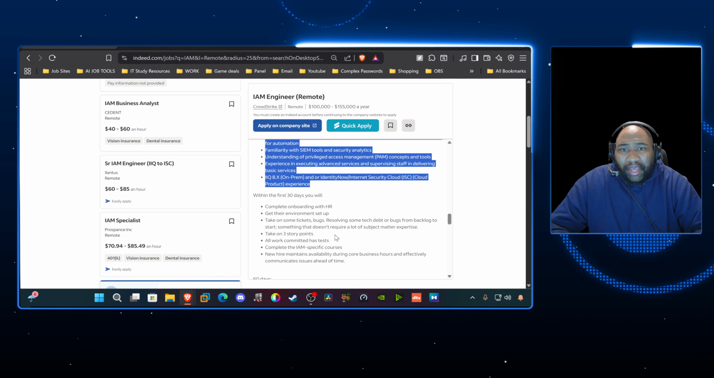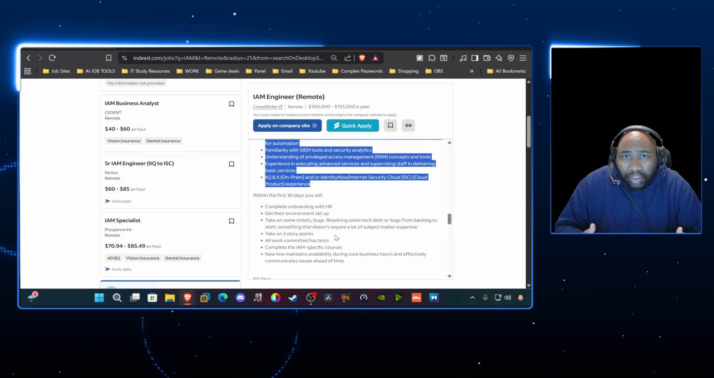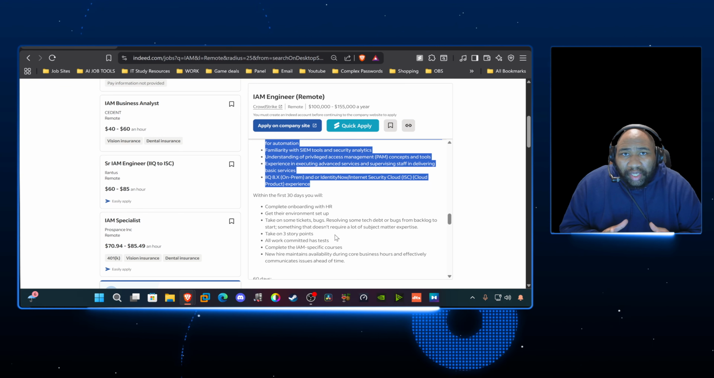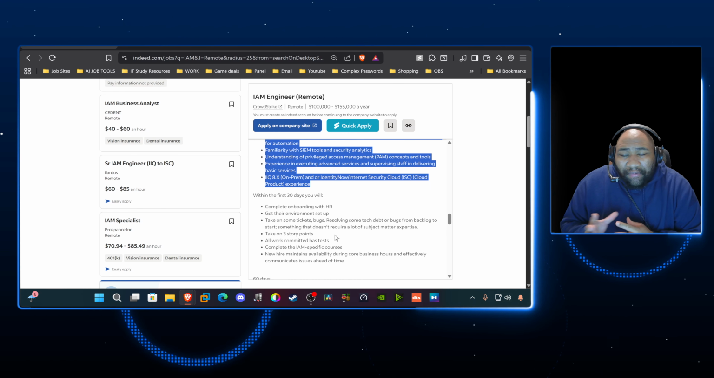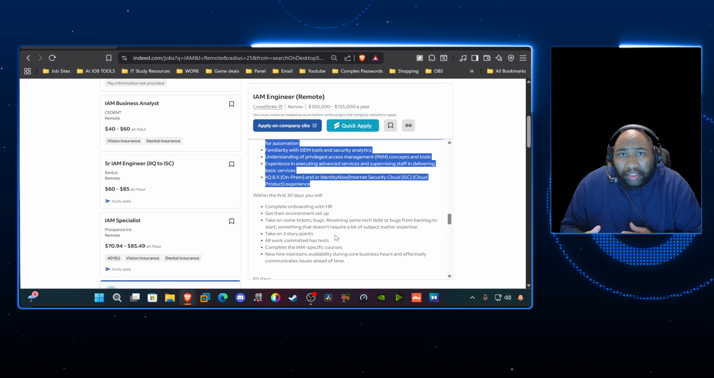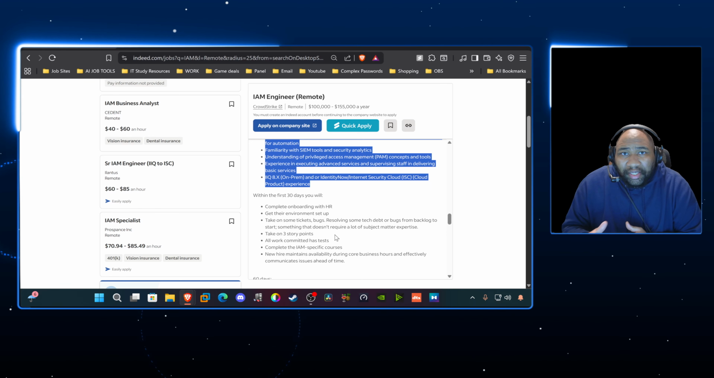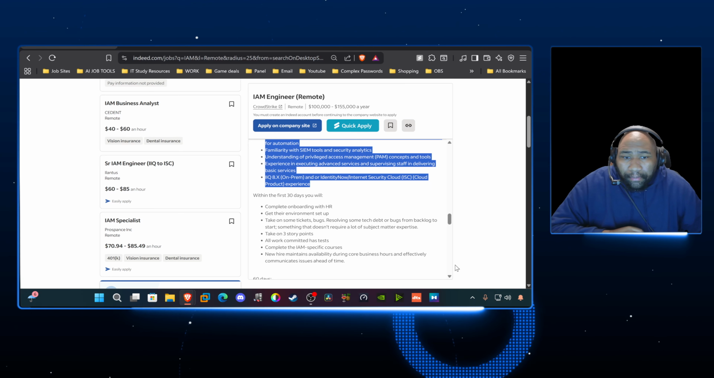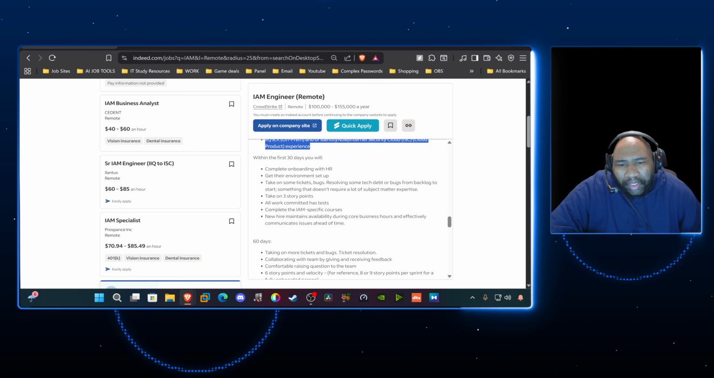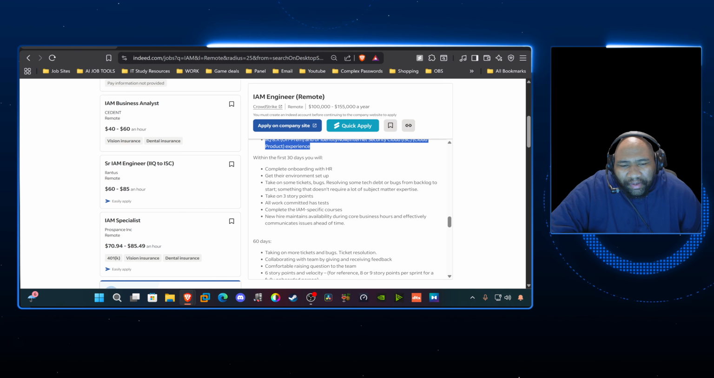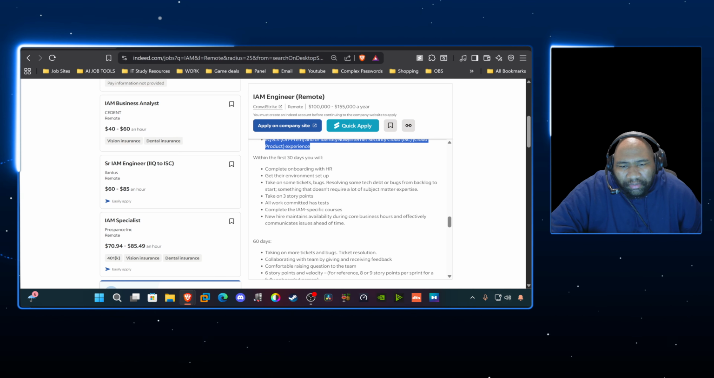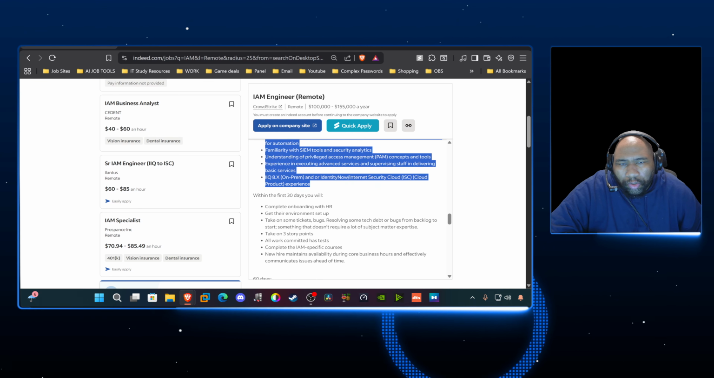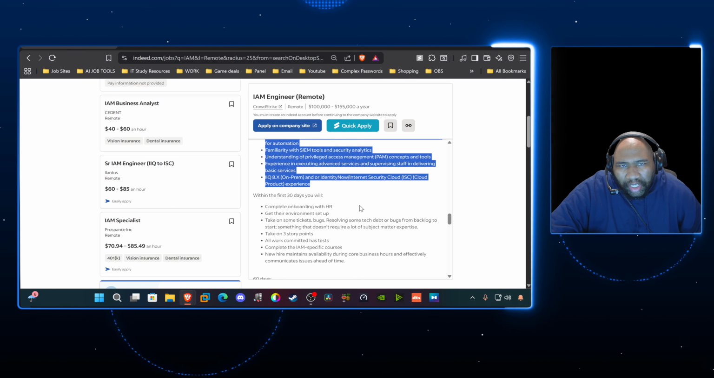So with an identity and access management solution at your organization, what it promises and guarantees is that everyone is going to have the bare minimum access to do their job and not have access to things they have no business in. That's just to keep it a buck with you. Okay, but look at the first 30 days. The new hire maintains availability during core business hours and effectively communicates issues ahead of time. So they're not expecting you to know everything, even as an engineer.